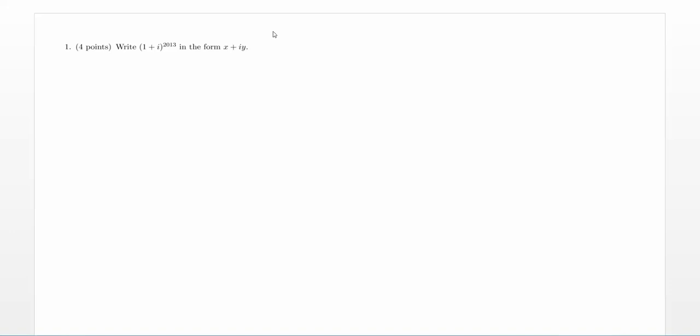First problem says write 1 plus i to the 2013th power in the form x plus iy. In class, you've seen this more often written as a plus bi, same thing. So we're going to write, let's draw a picture first of this complex number and see what it looks like.